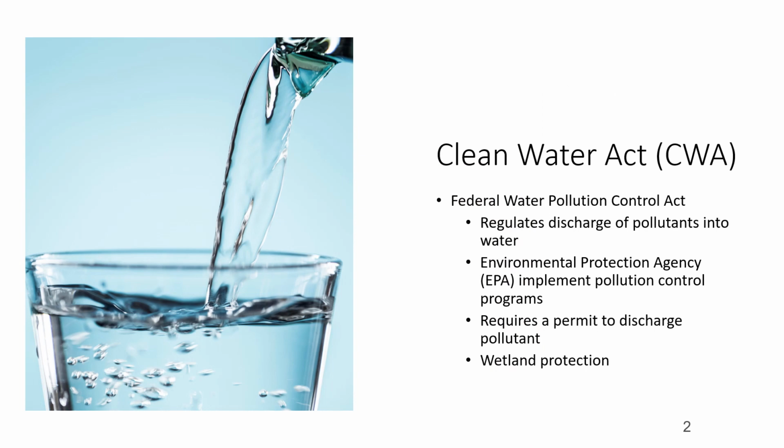The Clean Water Act and the Federal Water Pollution Control Act regulate discharge of pollutants into the water. The Environmental Protection Agency implements pollution control programs. It requires permits to discharge a pollutant, and it protects wetlands.